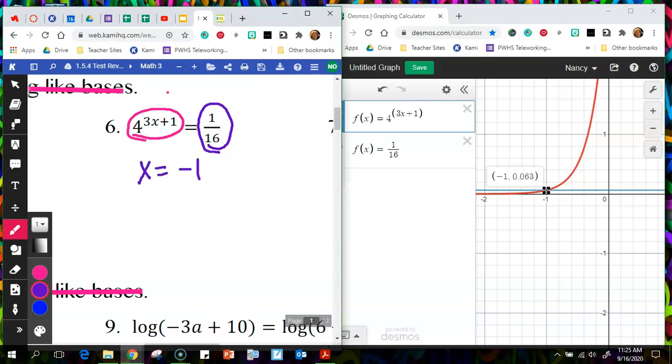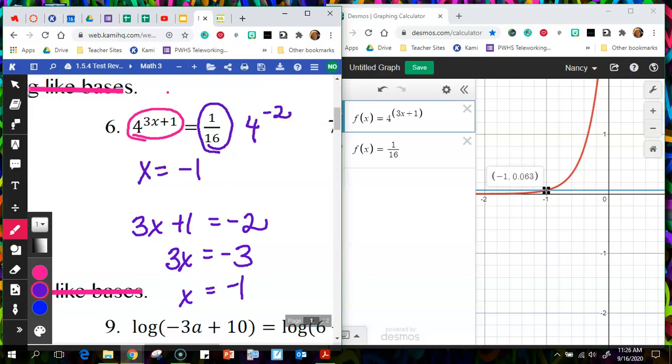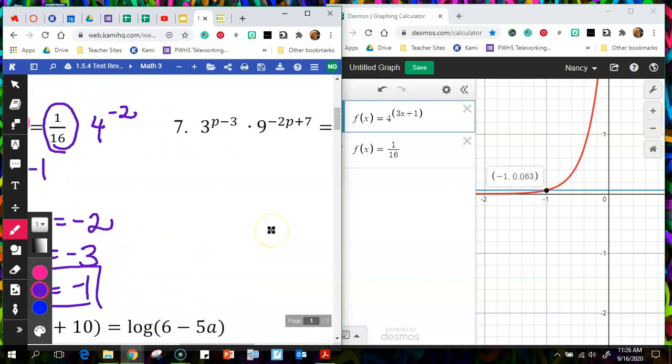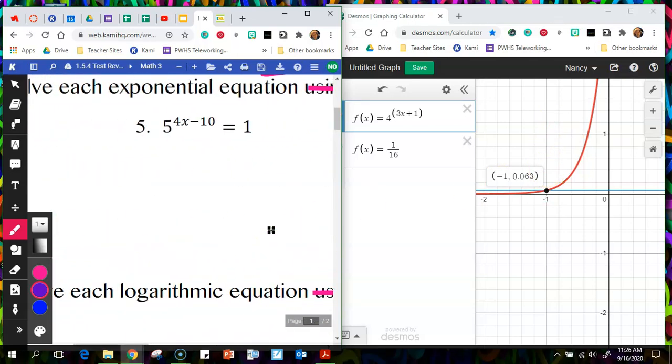If I had done using like bases, I would have changed this 1/16 to 4 to the negative 2. And then 3x plus 1 would equal negative 2. I would subtract 1 over here. 3x equals negative 3. x equals negative 1. Just to show you that you should get the same thing whether you solve it using like bases or whether you type it into Desmos. Okay, that's number 7. Let's find number 8.